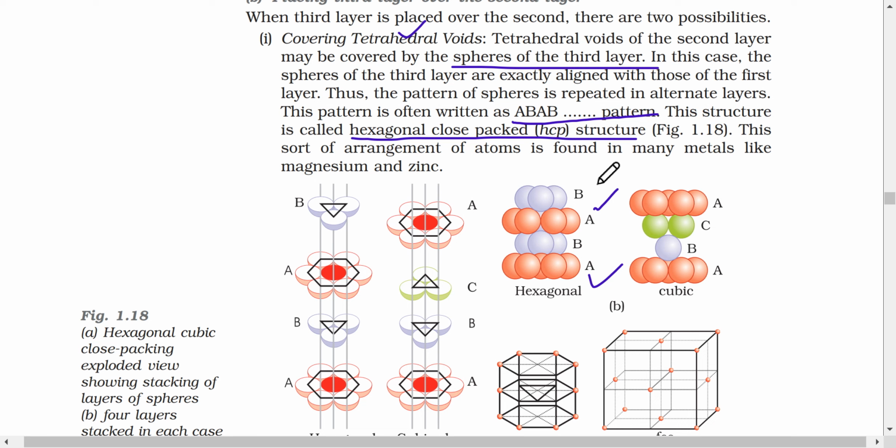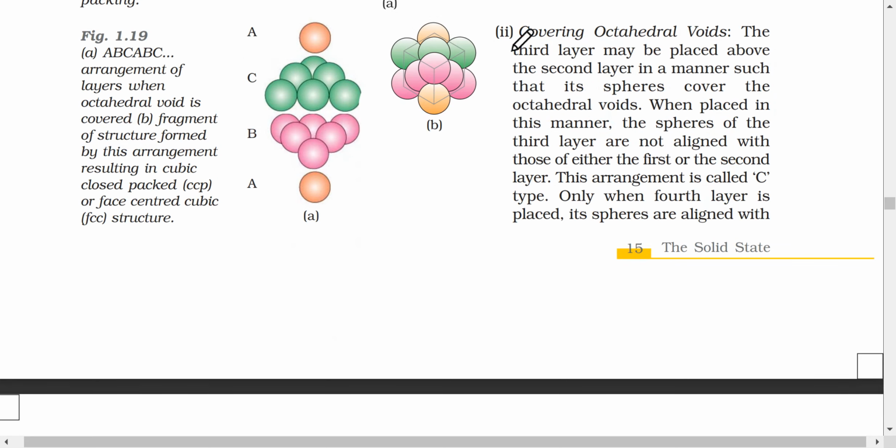This sort of arrangement of atoms is found in many metals like magnesium and zinc. अब दूसरा क्या possibility है, covering the octahedral voids. पहले मैंने tetrahedral किया, when you are placing the third layer, दूसरे में octahedral. The third layer may be placed above the second layer in a manner such that its spheres cover the octahedral voids. When placed in this manner, the spheres of the third layer are not aligned with those of either the first or the second layer.